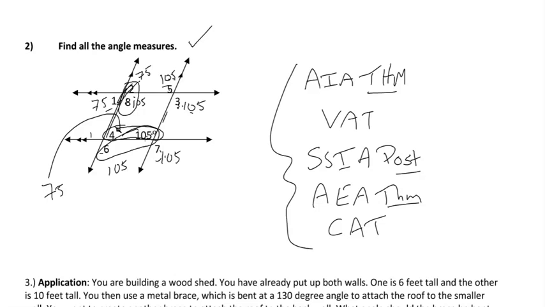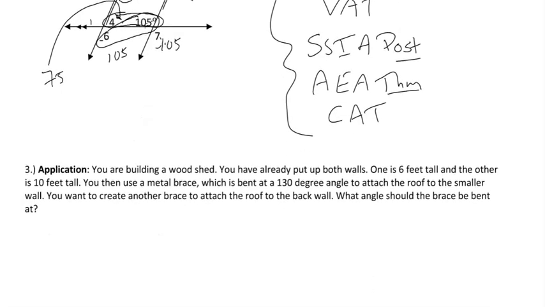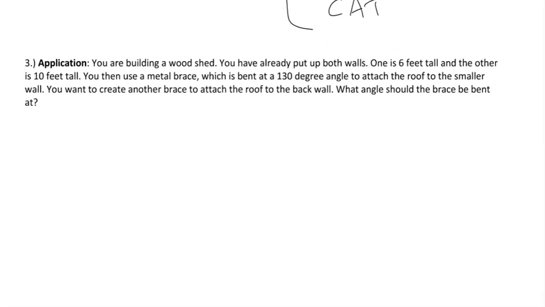We have one last problem. It looks like this was a short lesson. You're building a woodshed. You've already put up both of the walls. One is 6 feet high and the other one's 10 feet high. You then use a metal brace, which is bent at a 130-degree angle, to attach the roof to the smaller wall. You want to create a brace to attach the roof to the back wall. What angle should the brace be at?